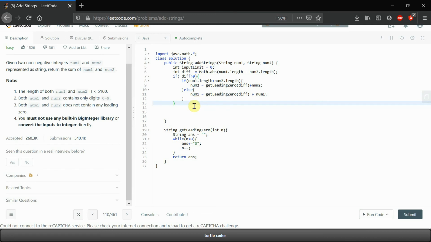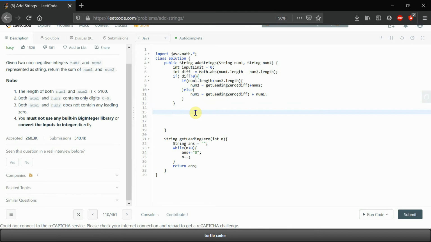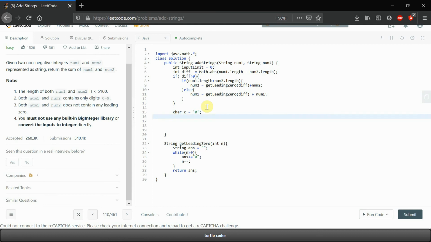So now I have number 1 and I have number 2. Okay, so let's try to add numbers now. Over here there would be a carry. So carry should be equal to 0. A carry can be 0 or it can be 1. So it's better to do this with characters, because we have to manipulate the integer 0 to box it with string 0. So let's start with the character 0 itself.